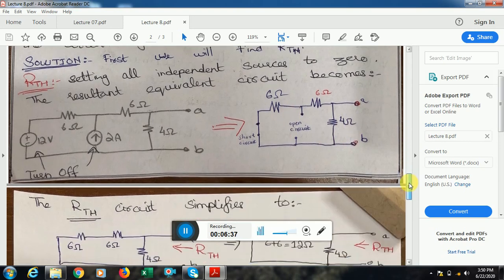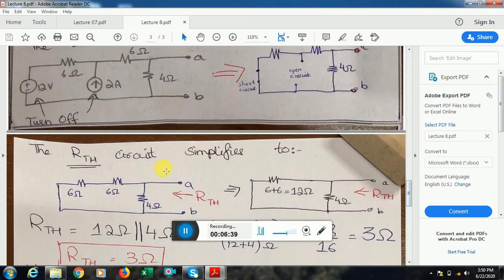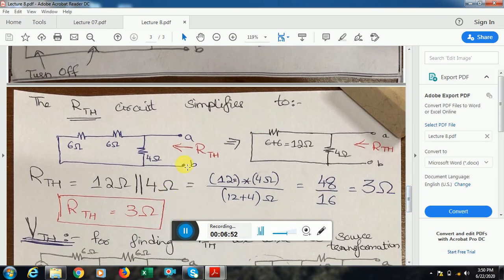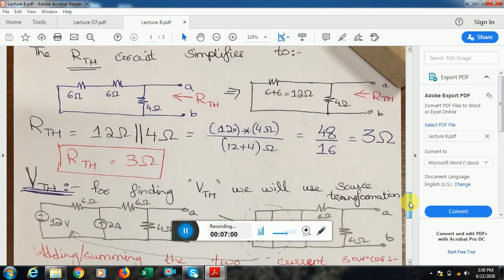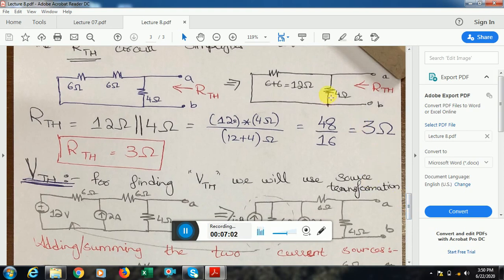So now simplifying the circuit, I get 6 ohm and 6 ohm. These are in series, so I can simply say that 6 plus 6 is equal to 12 ohm, which is in parallel to the 4 ohm. So now I'll find the R Thevenin between the points A, B, and this 12 ohm is now in parallel to this 4 ohm. I'll use the parallel equivalence formula of resistance, and what I get is that the equivalent of this entire network is 3 ohm. So R Thevenin for the given network is 3 ohm.